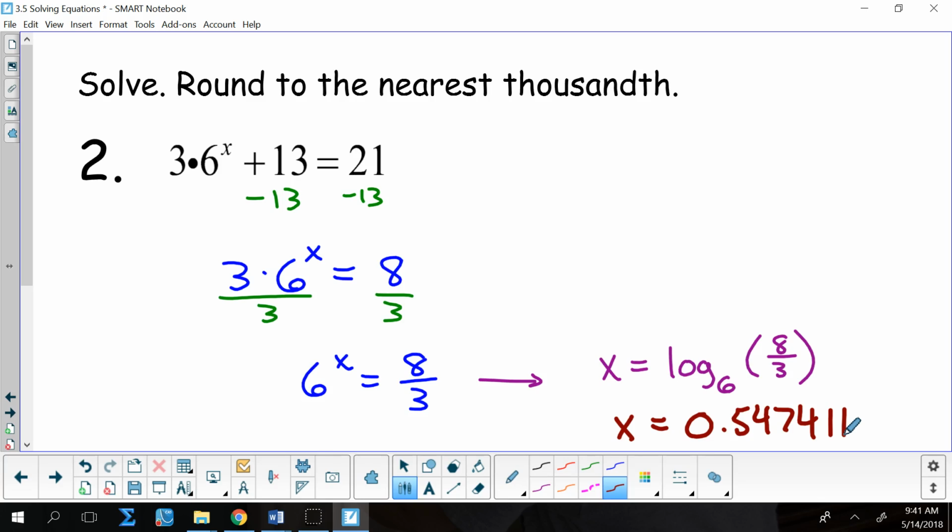Questions on that one? Yes, ma'am. We'll tell you on the test. At least 3. But then again, if I were using this in the problem further on, I'd leave it in my calculator. You know what I mean? Yep. Okay.